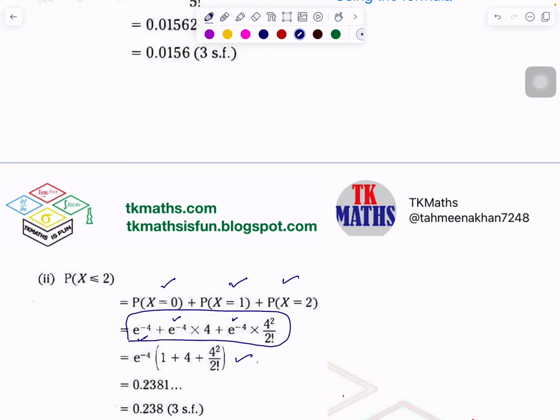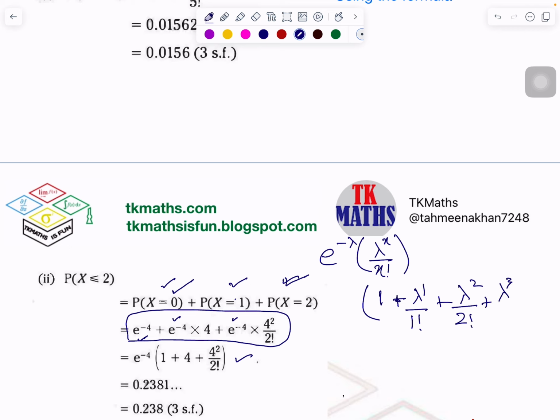And so what is the technique to remember it? e power minus lambda out, then it is lambda power x over x factorial left. Okay, so when x is 0, because we are starting with 0, this will become 1. When x is 1, it will be lambda power 1 over 1 factorial. Then when it is 2, lambda power 2 over 2 factorial, lambda power 3 over 3 factorial. This is the way to solve the question faster, quickly.